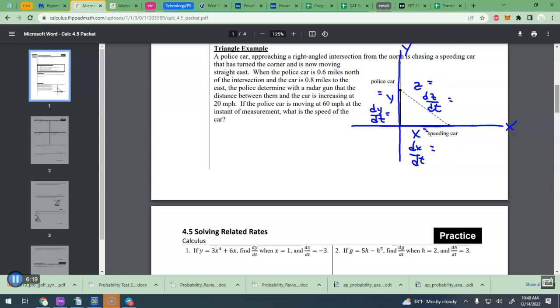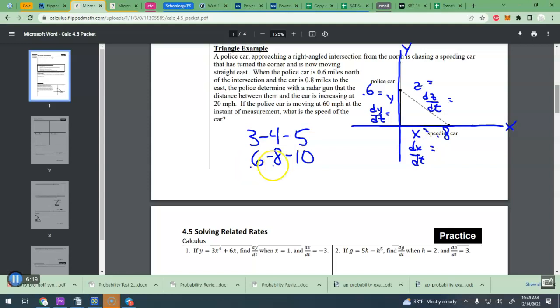So the police car is approaching from the north, and it is 0.6 miles north of the intersection. So that is 0.6. And the car is 0.8 miles to the east, so x is 0.8. They don't tell me z, but could I find z right now? Just use the Pythagorean theorem. Remember 3, 4, 5 goes together, which means 6, 8, 10 goes together. 6 squared plus 8 squared would equal 10 squared. Those are just Pythagorean triples.